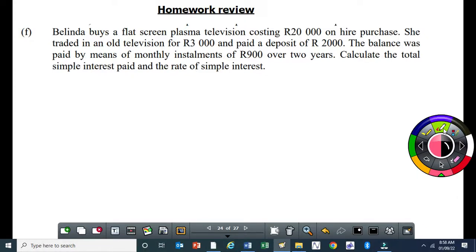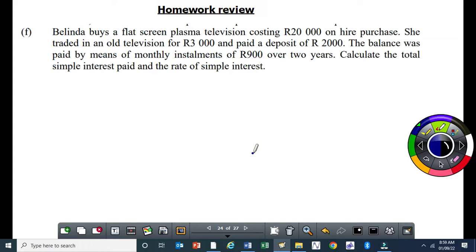Next question. Belinda buys a flat screen plasma television costing 20,000 rand on hire purchase. The moment you see those two words, hire purchase, that should be a clue to you that we are dealing with simple interest.